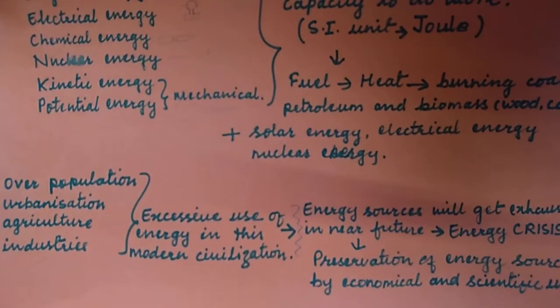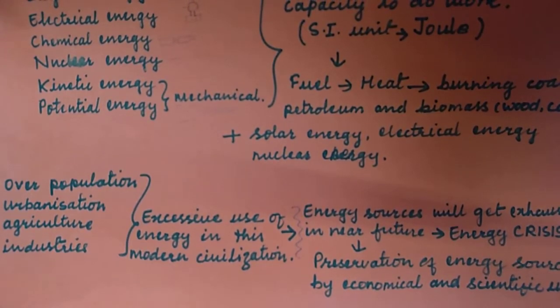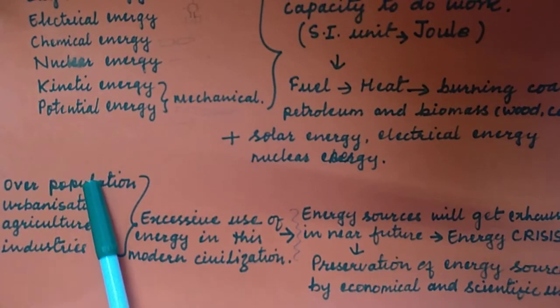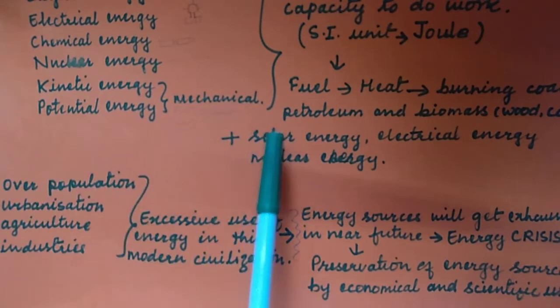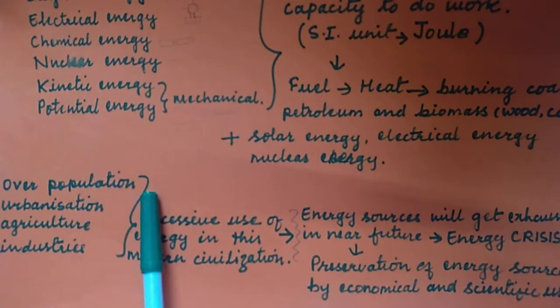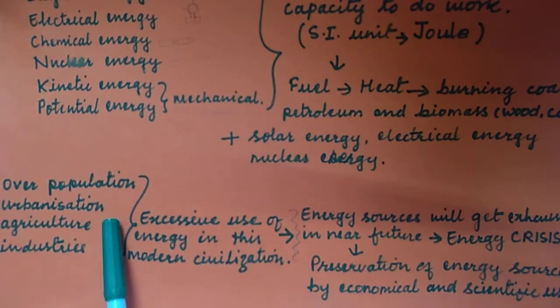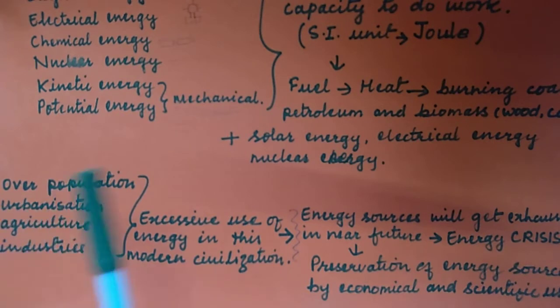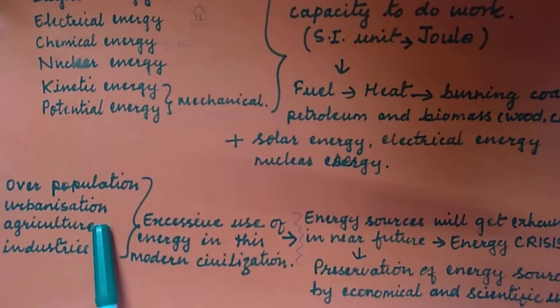We are getting modernized, and technological advancement is there in every field. Overpopulation: there is an increasing number of people everywhere. The population is increasing at an alarming rate, which is called overpopulation. Urbanization: people are settling in towns and cities. People are leaving their villages behind. Agricultural activities: with the increasing population, there is increasing demand of food. In order to fulfill this demand, agricultural activities are increasing.